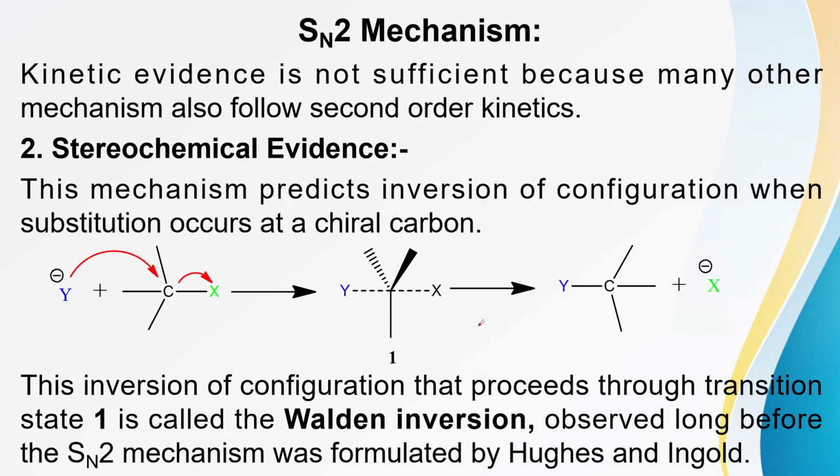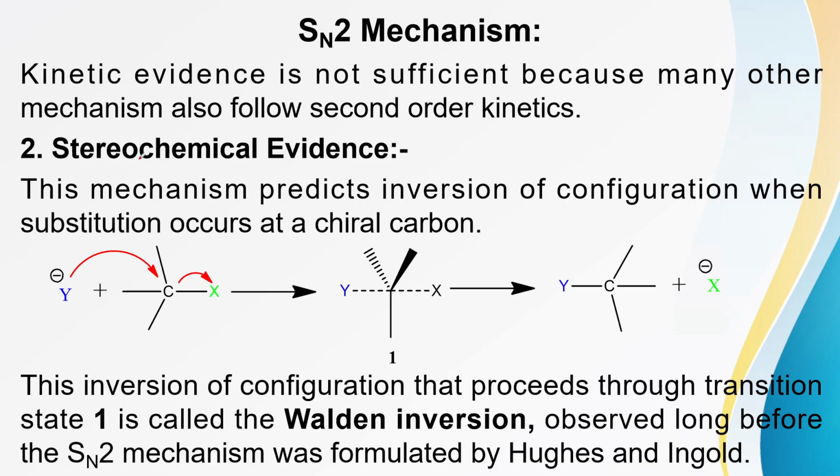Next, this was all about kinetic evidence, but kinetic evidence is not enough to decide whether an SN2 reaction is occurring or not, because there are many reactions in aromatic systems which follow second order kinetics but do not occur by the SN2 mechanism. So just looking at the kinetics, we can't say that this reaction is proceeding through the SN2 mechanism. We need some more evidence.